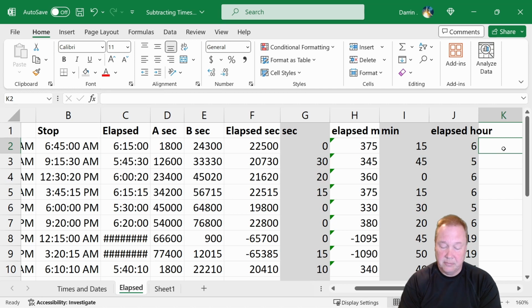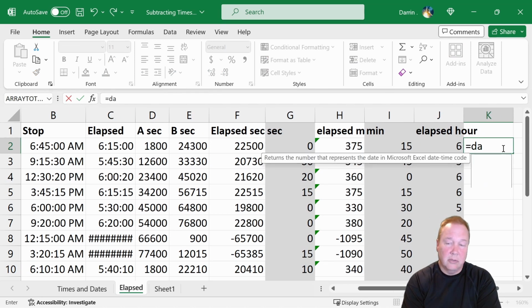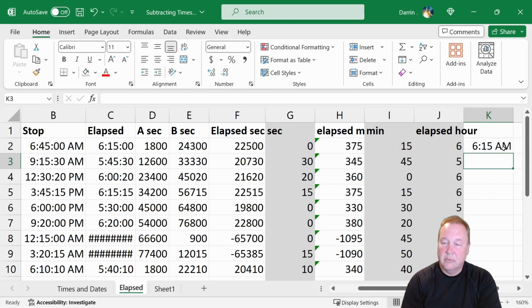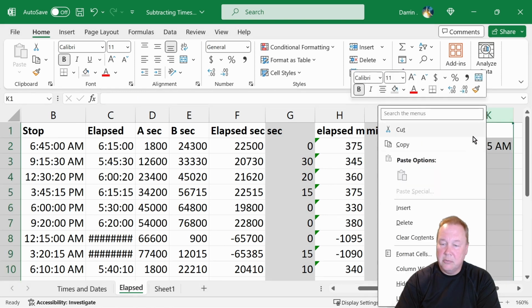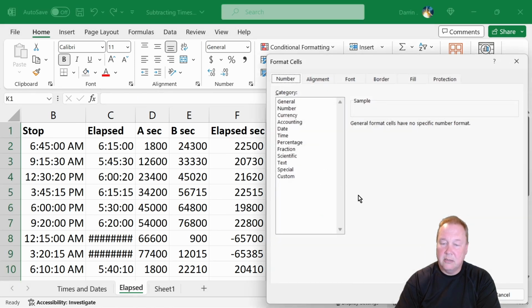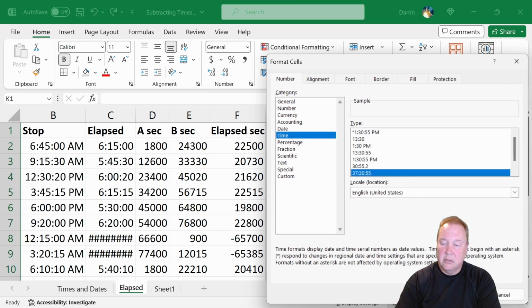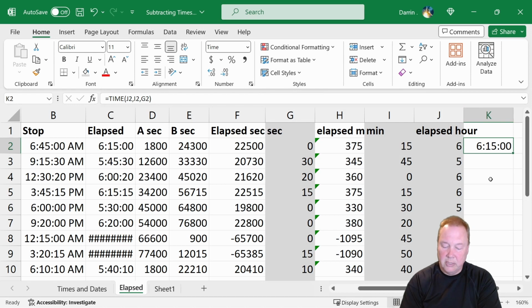Well, let's put this together here. Equals, sorry, time, which is the J2, I2, G2. And change this over to elapsed time. Format cells, time, elapsed. Okay, so that one looks good.